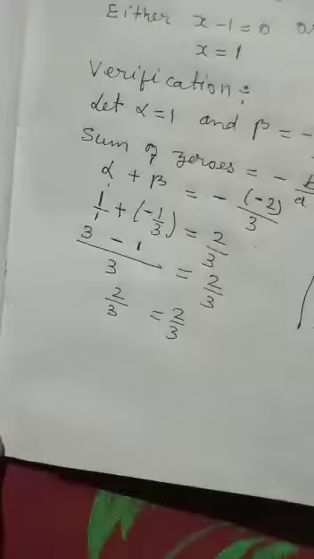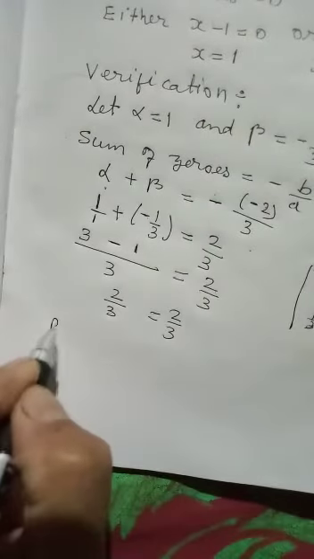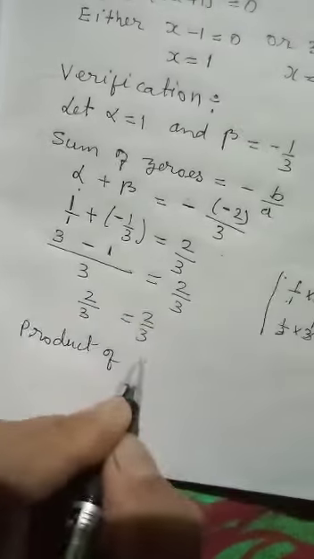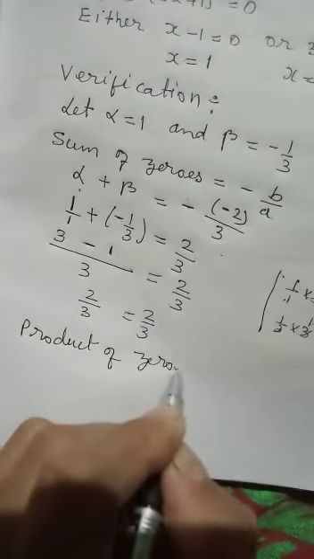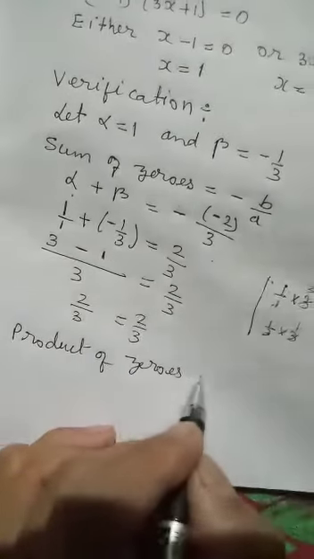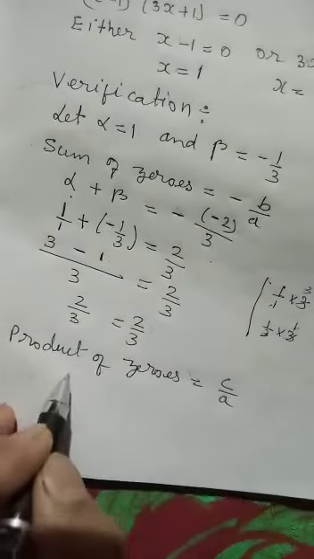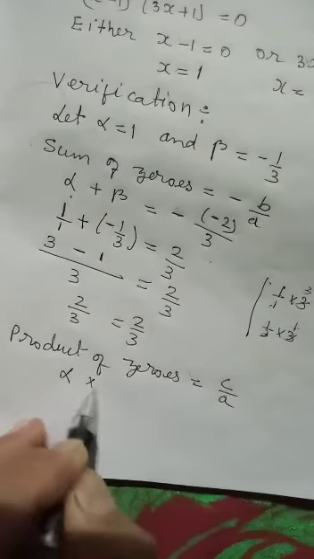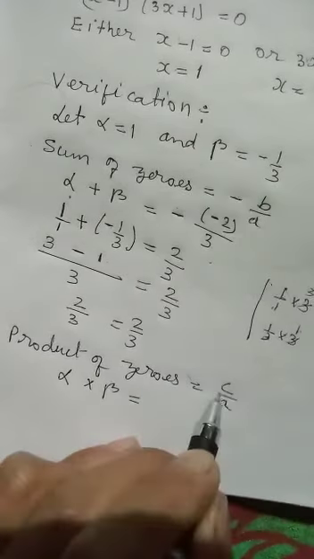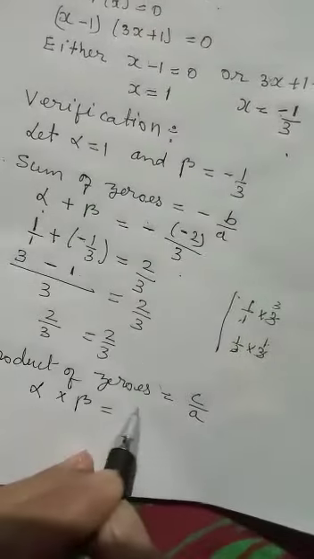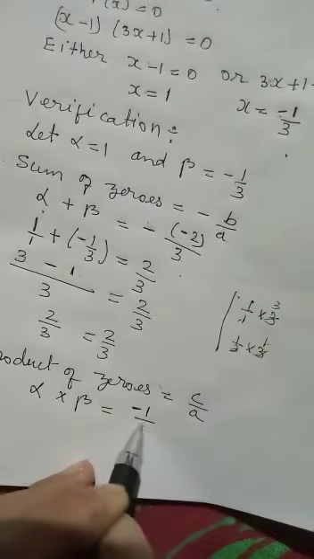Next we have to verify it for the product. Product also you already know. Product of zeros, from the formula we have it as c by a. Product means what? Multiply. The zeros we know, alpha into beta. C you already have from here. C is equal to what? Minus 1. A equal 3. So there we have minus 1 by 3.